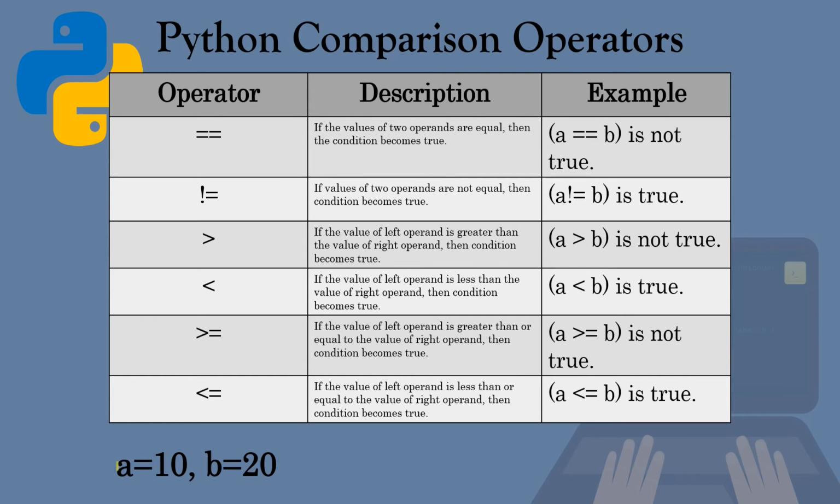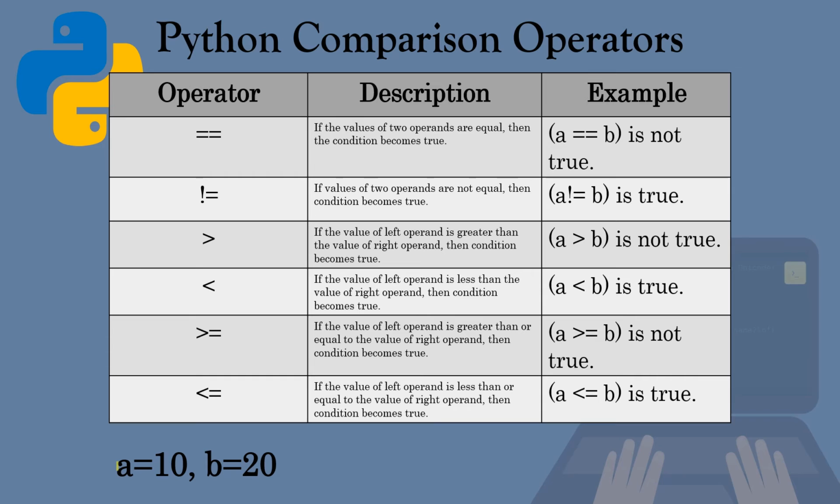Next is the less than. If the value of left operand is less than the value of right operand, then condition becomes true. So, is A less than B? Which is true. Next is the greater than or equals. So, if the value of left operand is greater than or equal to the value of right operand, then conditions become true. So, is A greater than or equal to B? So, the answer is not true.